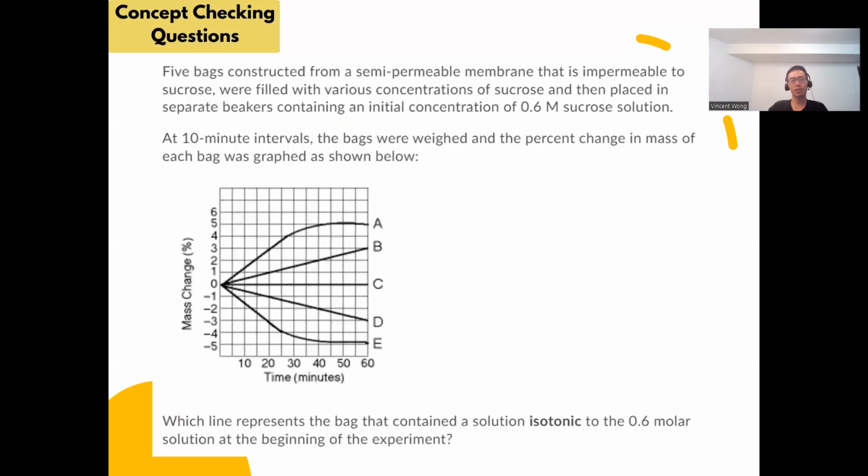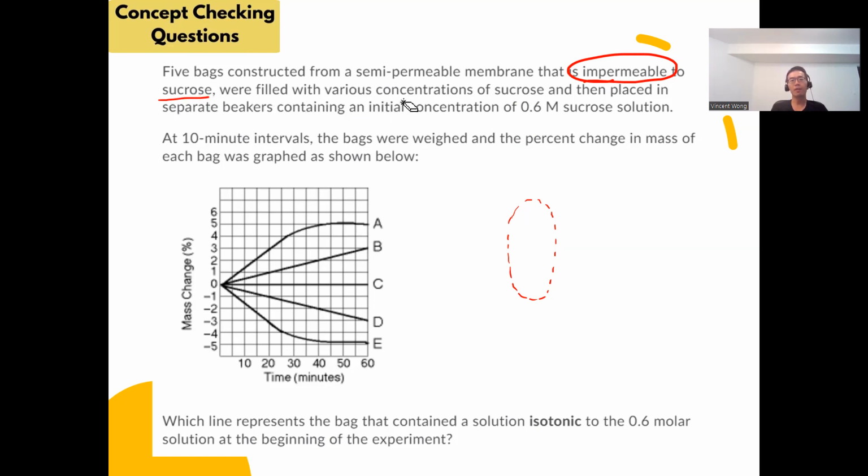Oh, this is a very long one. I'll read it to you. 5 bags constructed from semi-permeable membrane that is impermeable to sucrose. Okay, so what does that mean? So we have a bag that's going to be semi-permeable. That means some things can go in, some things cannot, and it's impermeable to sucrose. It means it won't let sucrose pass through.